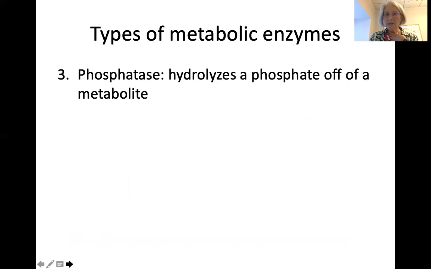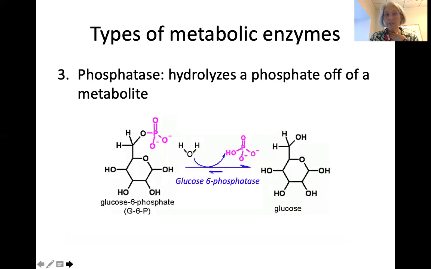The third type of enzyme is a phosphatase. Phosphatases hydrolyze a phosphate off of a metabolite. So for example, glucose 6-phosphatase, a really important enzyme for releasing glucose primarily from hepatocytes, also from kidney cortex cells, during gluconeogenesis and glycogen breakdown to help maintain blood glucose levels.